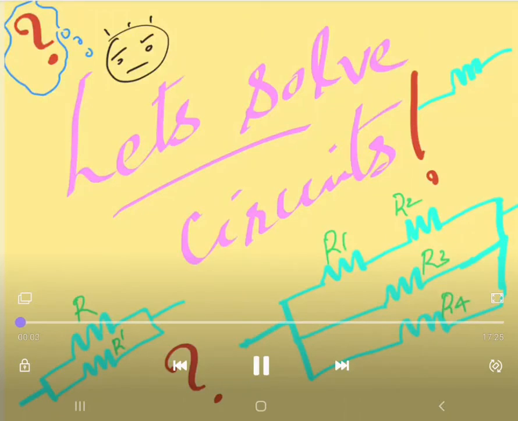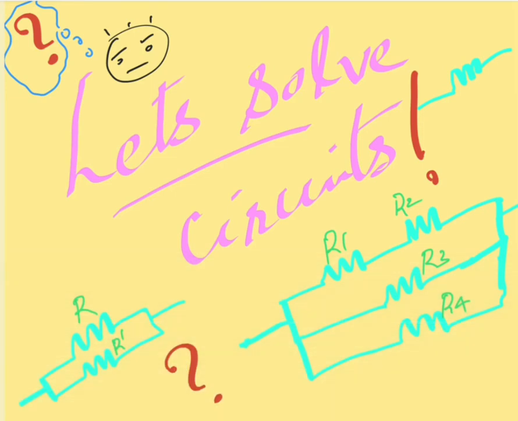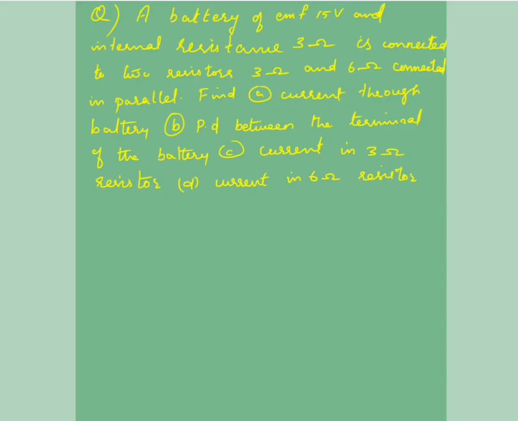So today we'll solve certain circuits which involve resistors in parallel and in series, and we'll also see how the value of current is found in each of the resistors, how the internal resistance is calculated, and how to get the voltage across the terminals of the resistors.